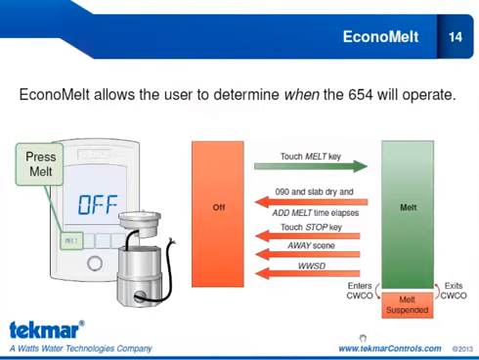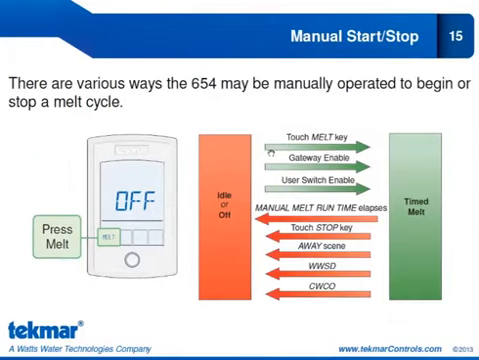The suspended melt operation can only occur if you are connected to a 090 or 094. That is why you will only see the suspended melt detail on these graphics for the automatic start and stop operation and for the Econo-melt operation where an 090 or 094 is required. The manual start and stop is always an option for the 654.